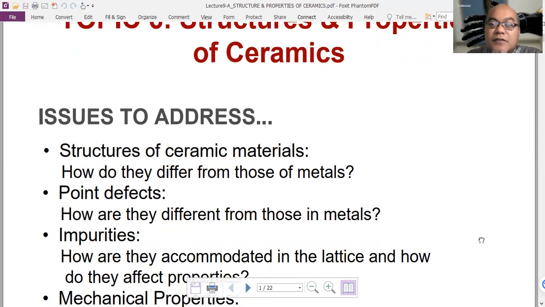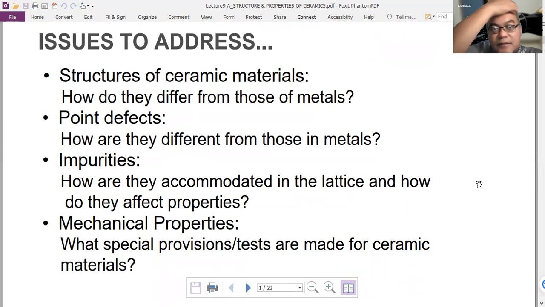So the issues to address first is the structure of ceramic materials. How do they differ from those of metals? And do they also have point defects, for example? As a matter of fact, yes. Ceramics have many point defects because of the introduction of impurities.